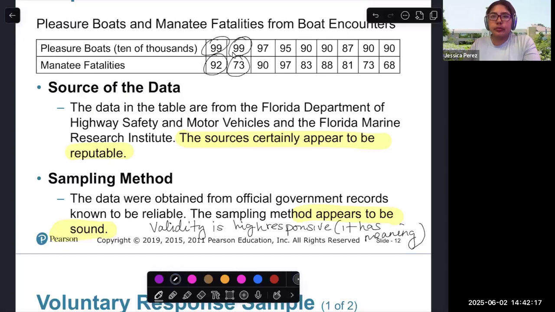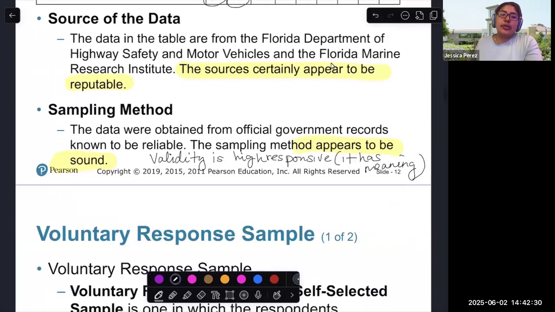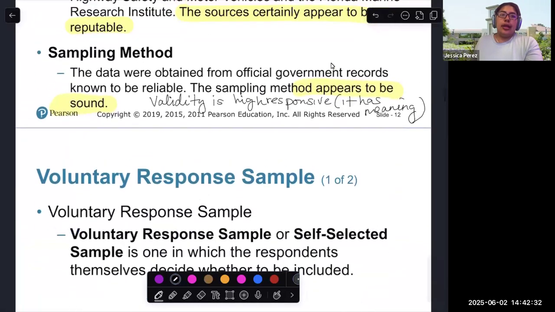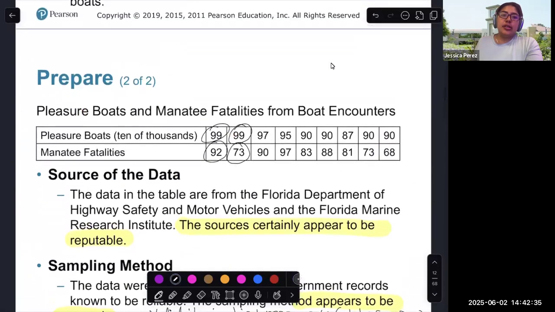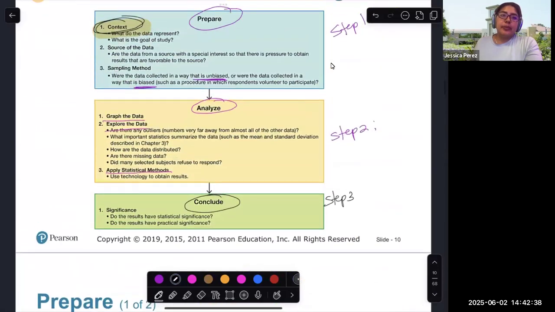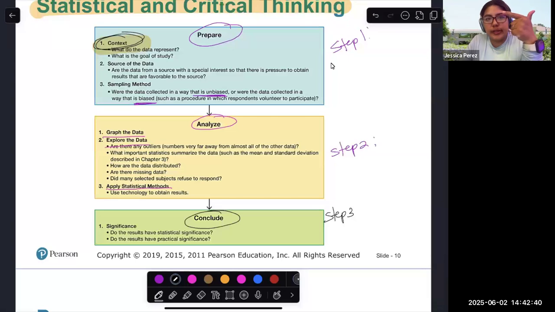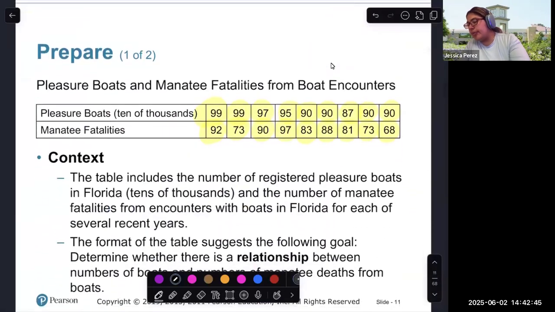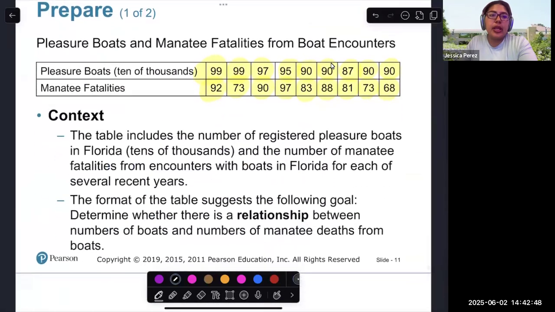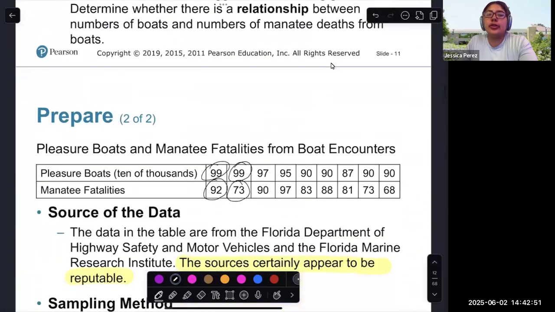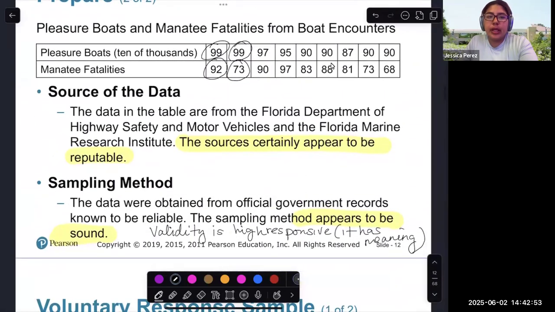Now, see how as we increase, the fatalities also increase. As we decrease, the deaths also decrease. There's just a correlation. Okay, so it does have sound. And that is to prepare. Just looking at the first part, what is the context of the data, the source of the data, and the sampling method. Those are the three things that we just saw with this example. We looked at the context of the table, we looked at the format, and then we looked at the source and the sampling method. Okay.